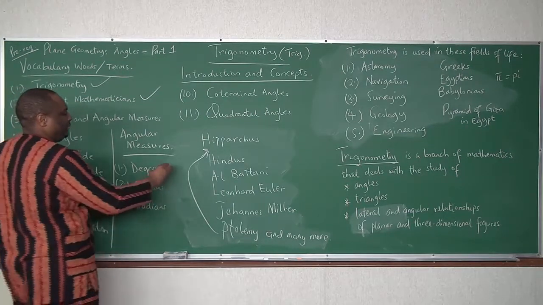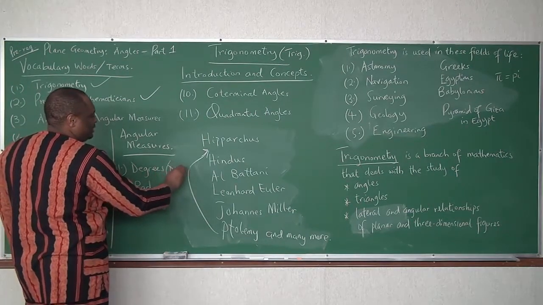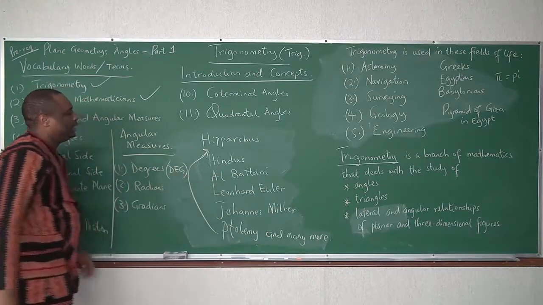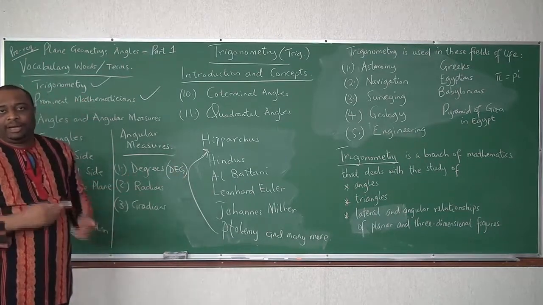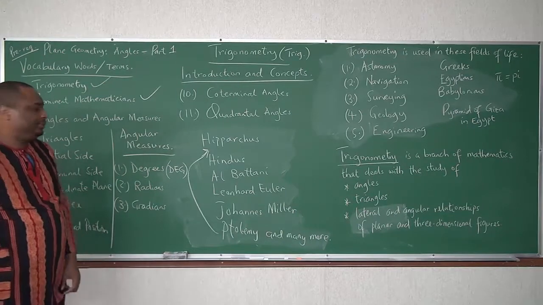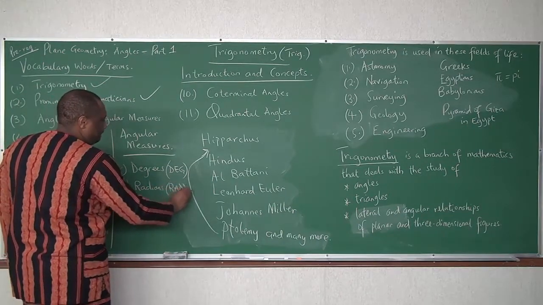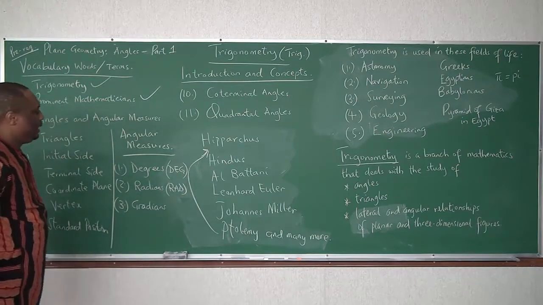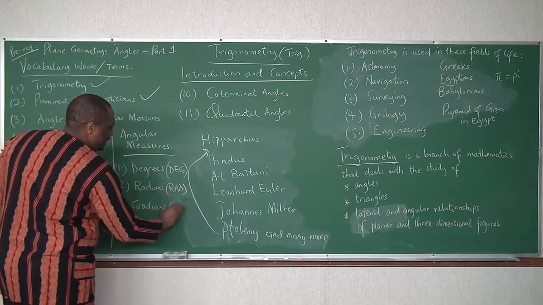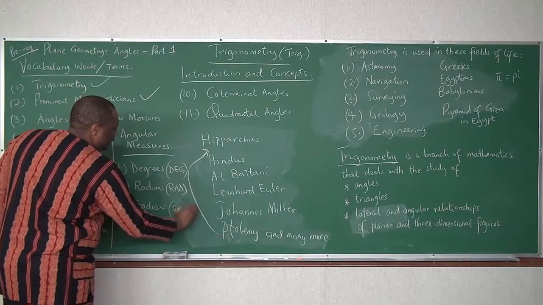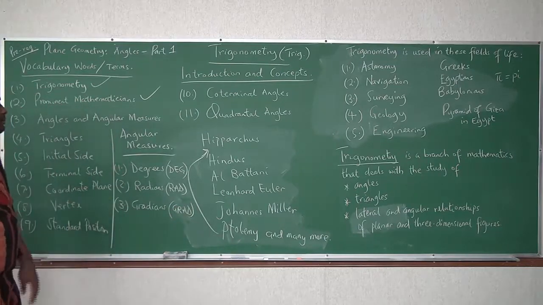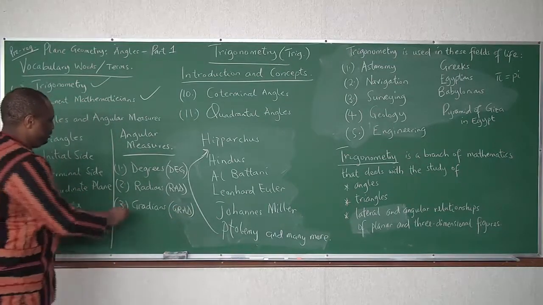In some calculators, you have degrees as DEG, you see it in your scientific calculator. Radians, you see RAD. And then gradients is GRAD. Later on we can talk about this, but this is not so popular.